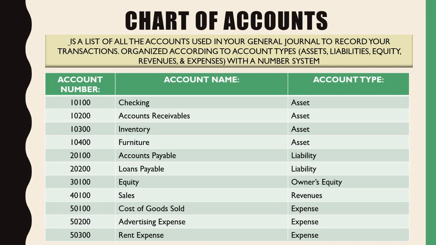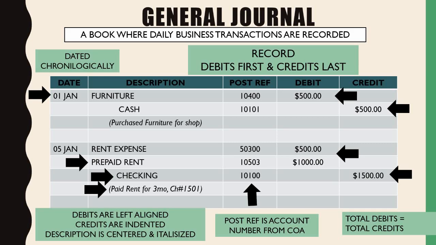I have checking for account number 10100, and that's exactly where my post reference is going to line up. Now, that is only if you use the chart of accounts and you use account numbers. Again, if you don't have account numbers, then you can leave the post reference blank. It's a way to double confirm that you placed the debits and credits in the correct account and correct account number. But once again, you're not obligated to have an account number.